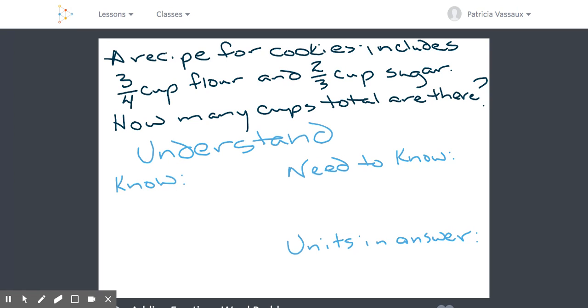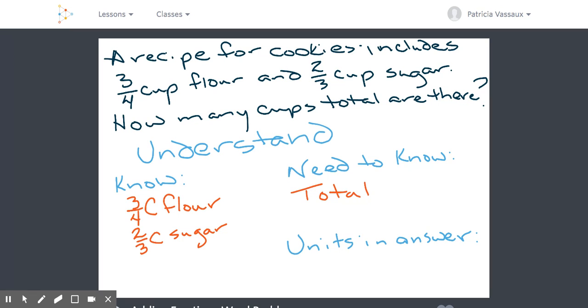The first step in our problem-solving strategy is understand. What do we know and what do we need to know? And then we also look ahead to the final answer. We want to know what the units are in the final answer. So what do we know? We know we have 3/4 cup of flour. We know we have 2/3 of a cup of sugar. And we need to know how many total.